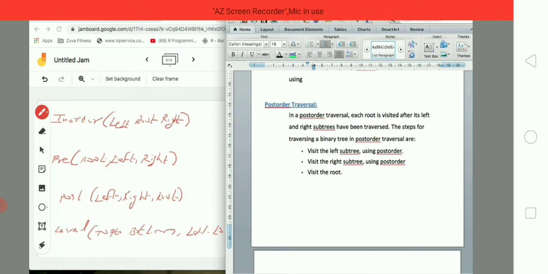Next one is post-order traversal. In post-order traversal, each root is visited after its left and right subtrees have been traversed. The steps for traversing a binary tree in post-order traversal are: it first visits the left subtree using post-order. After that, it visits the right subtree using post-order. At last, it visits the root.